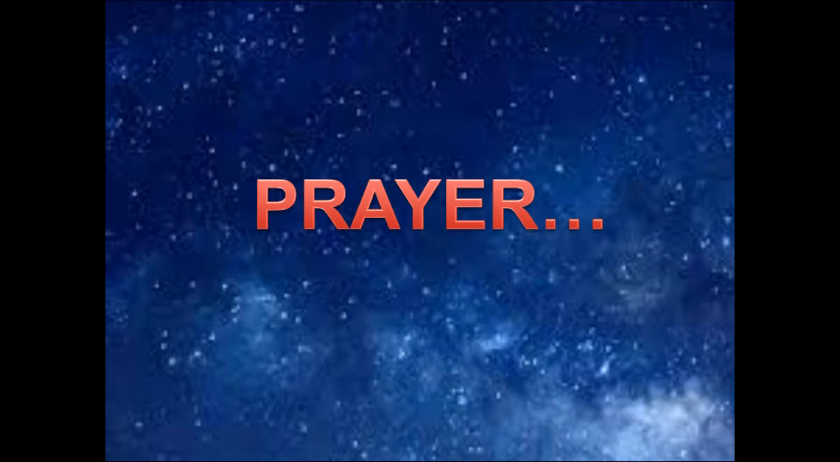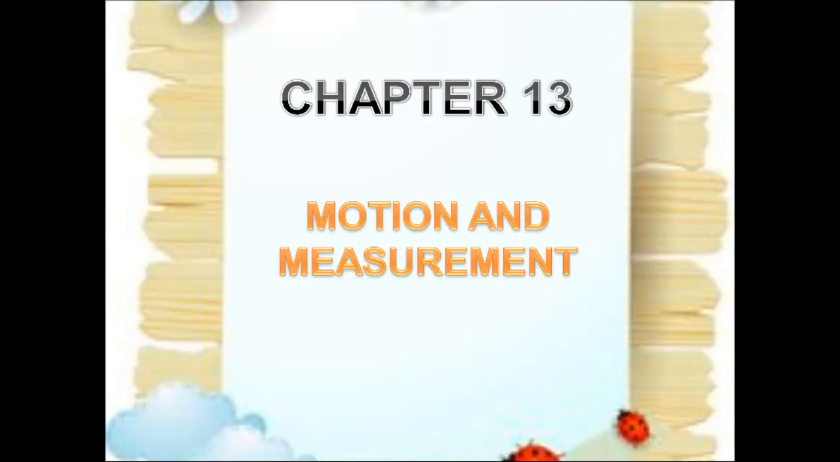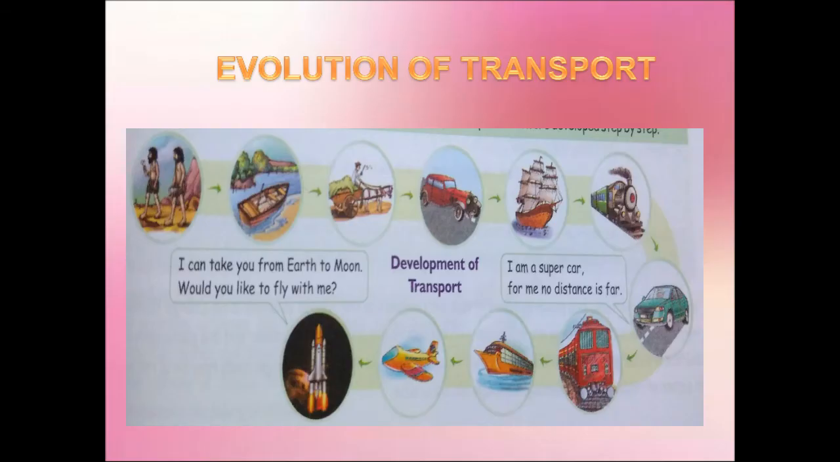Fine, children. Now slowly open your eyes. Great. So till now what we are discussing about, children? We are discussing about motion and measurement, right? So what is motion? The continuous moving from one place to another place is called motion. So how we will move? Using some transport medium, so that is vehicle. So first we saw about evolution of transport, how the vehicles get modernized from ancient time to till now, right?